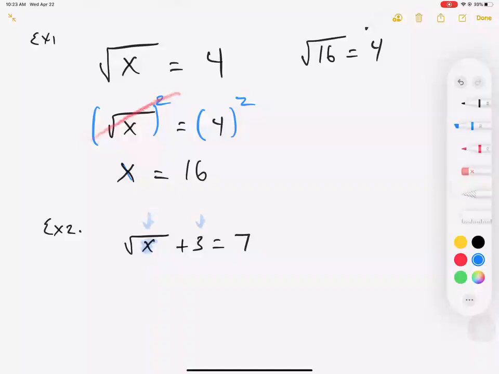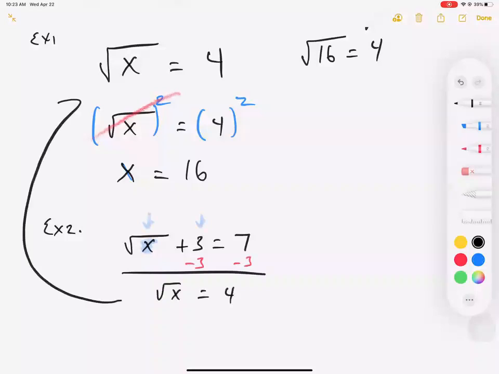The farthest from me is the 3. So what's the opposite operation of plus 3? Opposite operation of plus 3 is a minus 3. Well, after I do this step, square root of x pretty much becomes back to my last answer. As we clean up our problem, it should become easier to deal with because there are fewer things to worry about.